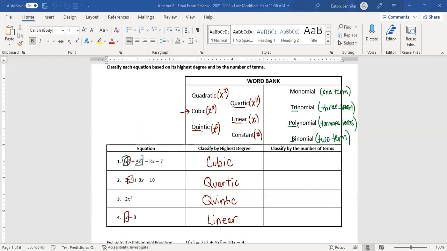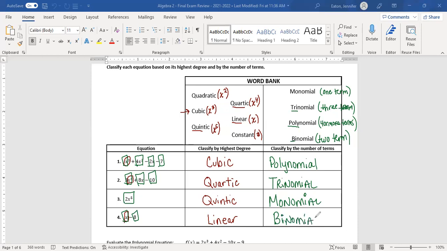We have 1, 2, 3, 4 terms here. So we refer to the first one as a polynomial. In the second one, we have 1, 2, 3 terms. 3 terms is a trinomial. For number 3, there's only 1 term, so we call it a monomial. And then, of course, in the last one, we have 1, 2 terms, so we call that a binomial. So this is problems 1 to 4.